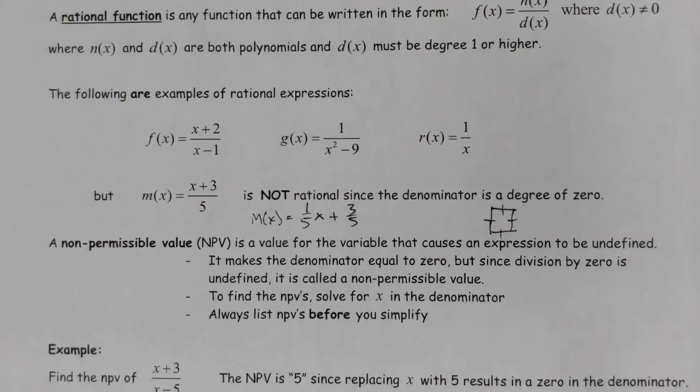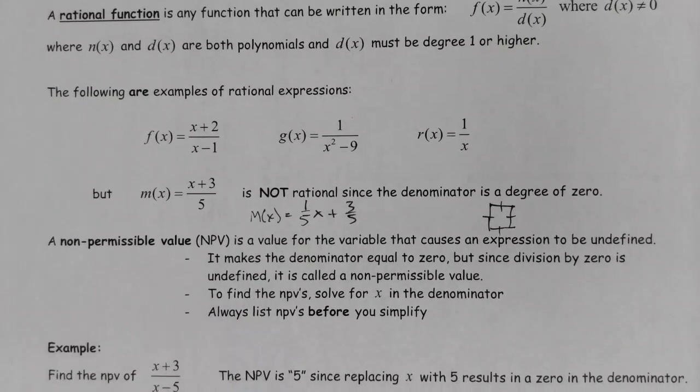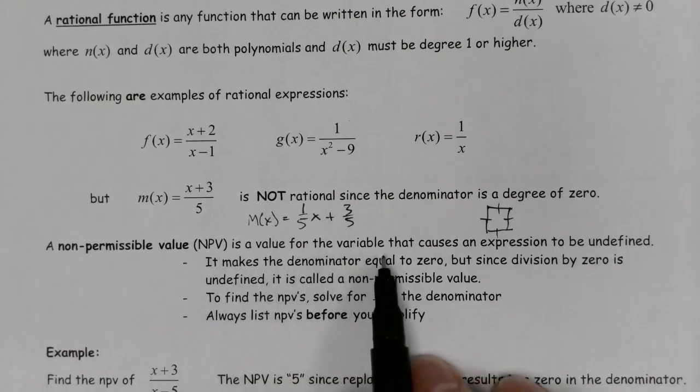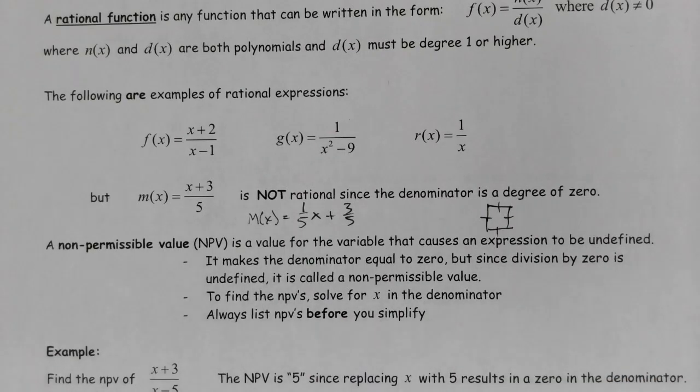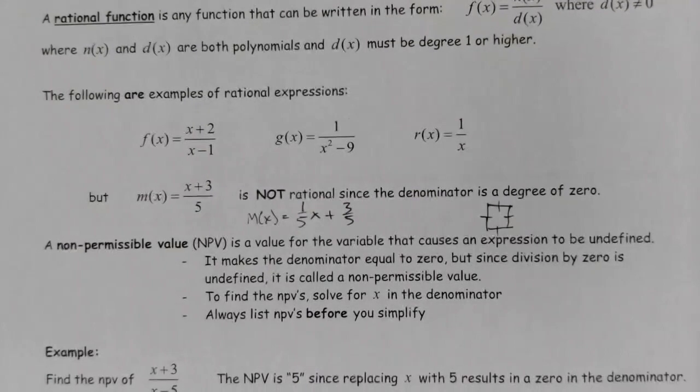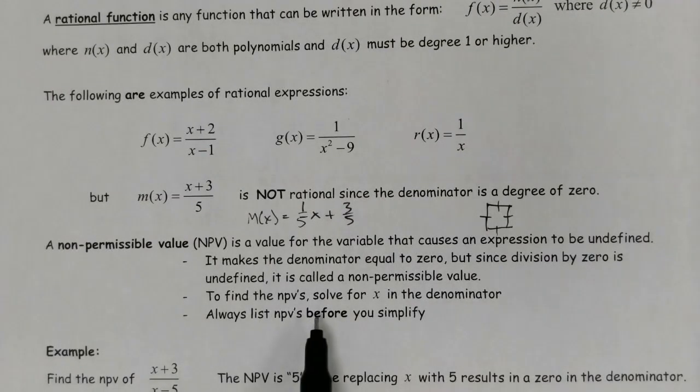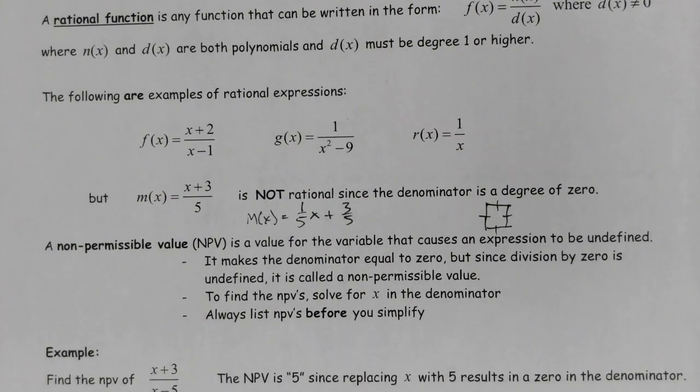Now a non-permissible value is a value of the variable that causes the expression to be undefined, which means it causes the entire denominator to become 0. Since division by 0 is undefined, we call it a non-permissible value. To find the non-permissible values, you basically set the denominator equal to 0, solve for x, and away we go.